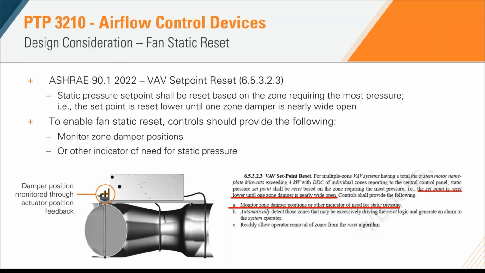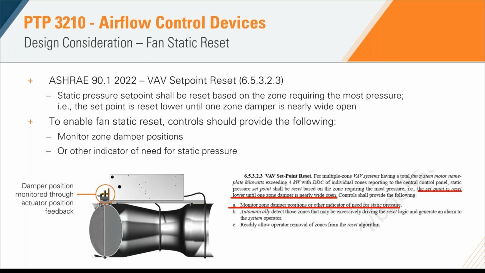So i.e. the fan set point is going to be reset to lower until one zone damper on that trunk is nearly open. So to enable fan static reset, control should be able to provide either of the following: being able to either monitor the zone damper position or provide some other indicator of a need of static pressure. For high accuracy terminal units and legacy terminal units, typically you're going to be monitoring the damper position through that actuator feedback.